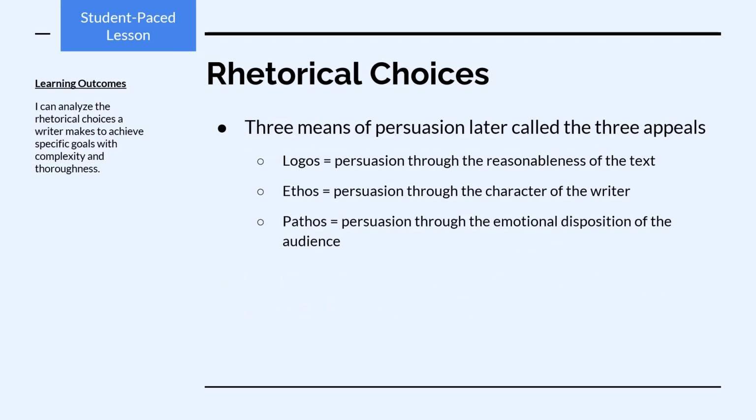Not much has changed since Aristotle first wrote that, except that these days we usually refer to the 3 means of persuasion as the 3 appeals, or the 3 rhetorical appeals. Logos, which is persuasion through the reasonableness of the text. Ethos, which is persuasion through the character of the writer. And pathos, which is persuasion through the emotional disposition of the audience.